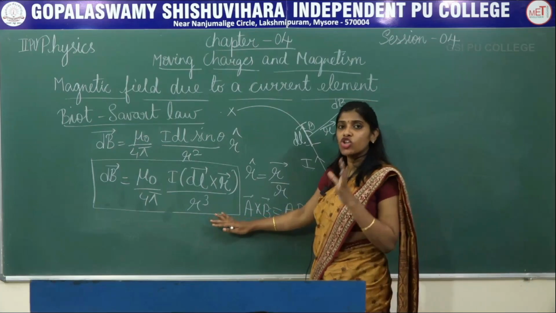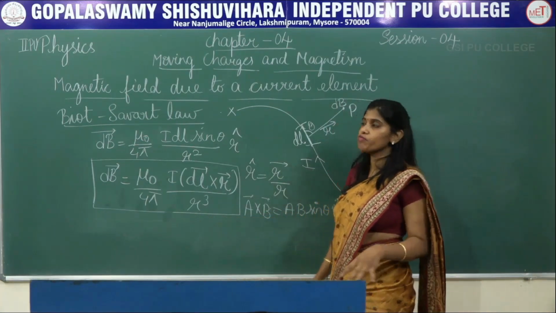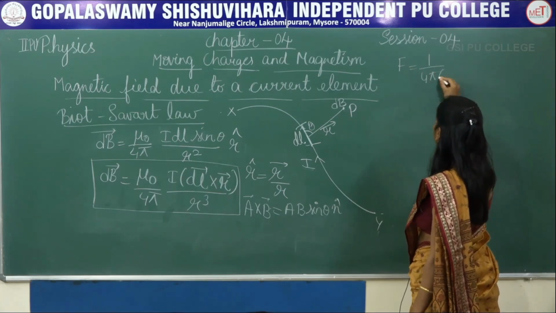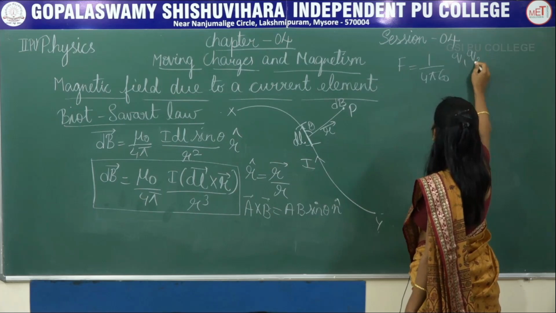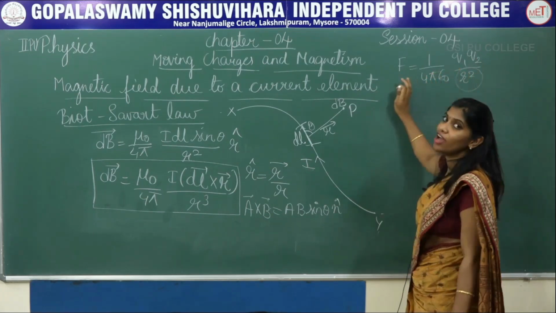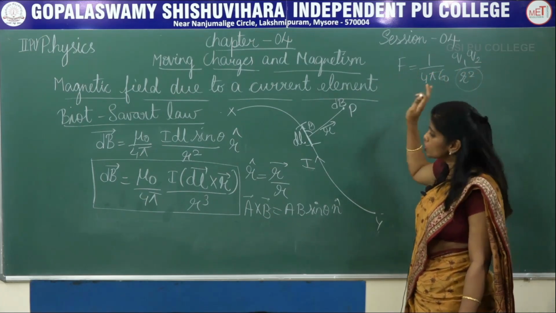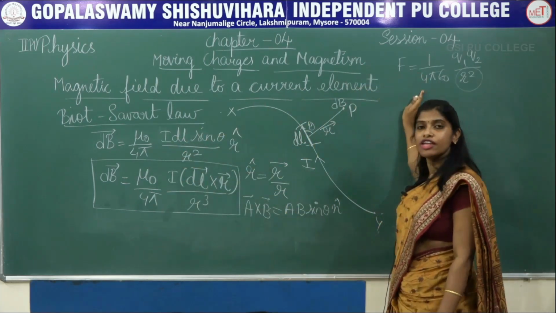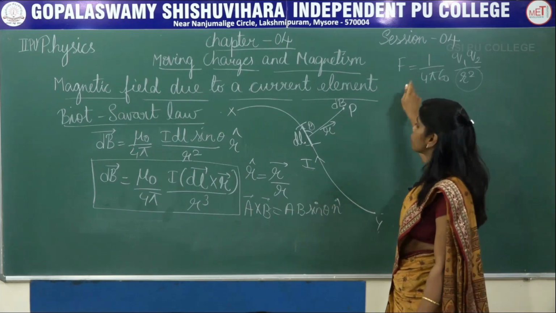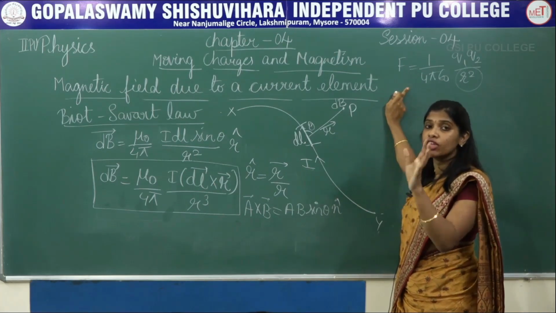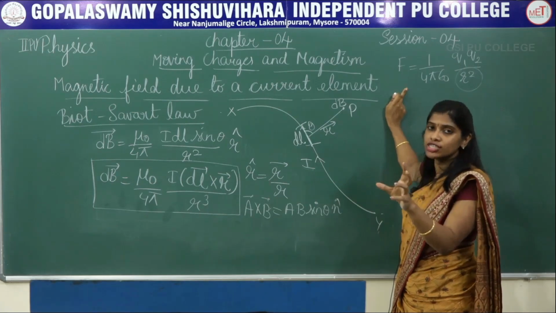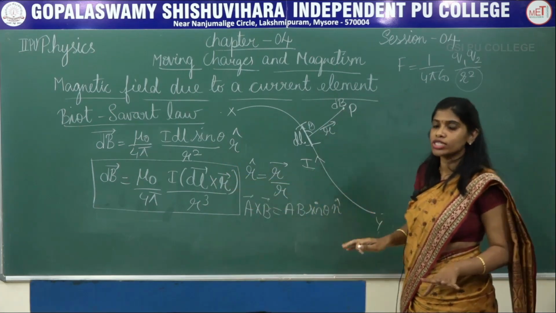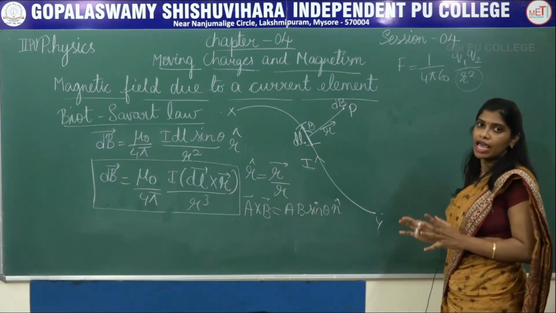Now this equation has a lot of similarities with Coulomb's law. What does Coulomb's law say? F is equal to 1 by 4 pi epsilon naught q1 q2 by r square. This formula obeys the inverse square law, and so does this formula. So you can see both formulas obey the inverse square law. In case of Coulomb's law, for the electric field, the charge is a source, and in case of this magnetic field, the current element is a source. So they both have more similarities.